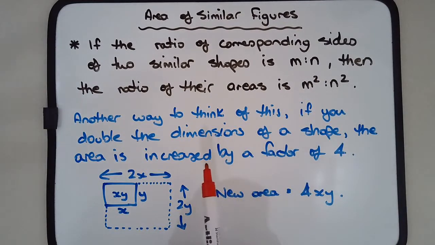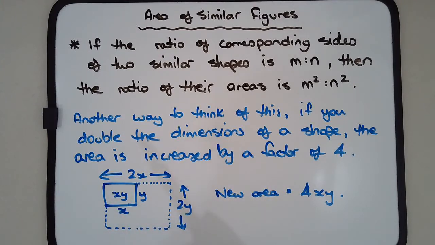So a good way to understand this is if you, say, took a shape and you doubled the dimensions of that shape, what's happened to the area? The area is increased by a factor of 4. So if you took a rectangle, let's say dimensions x times y, you double the x dimension, so double x is 2x, and you double the y dimension, the vertical dimension, so double y is 2y. The area of the small rectangle is xy, but the new area is 4xy. So it's 4 times as big.